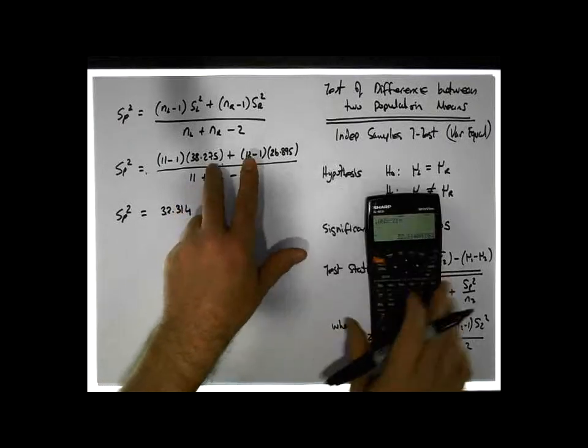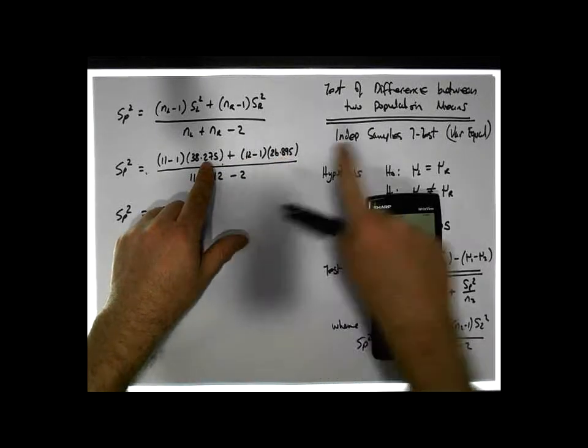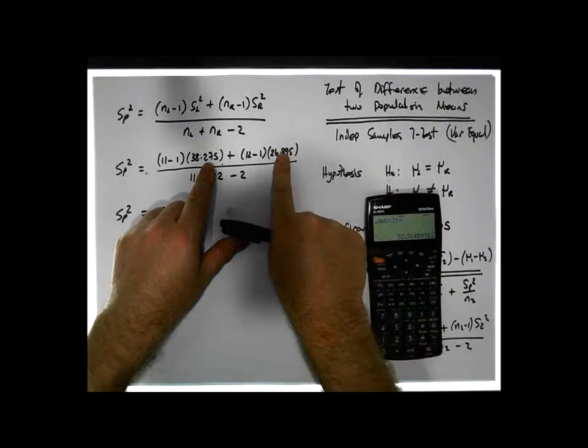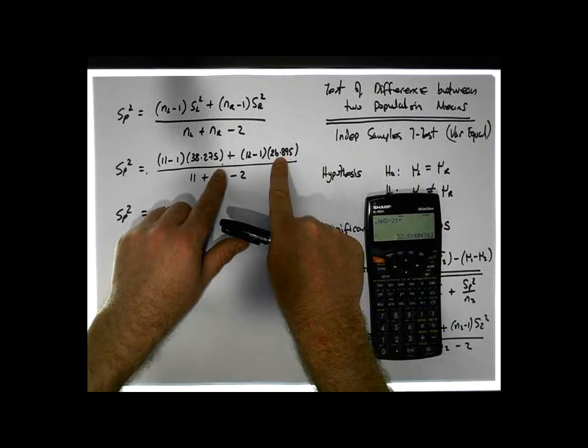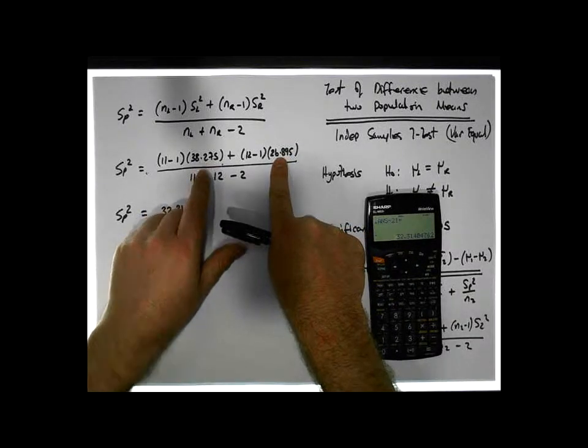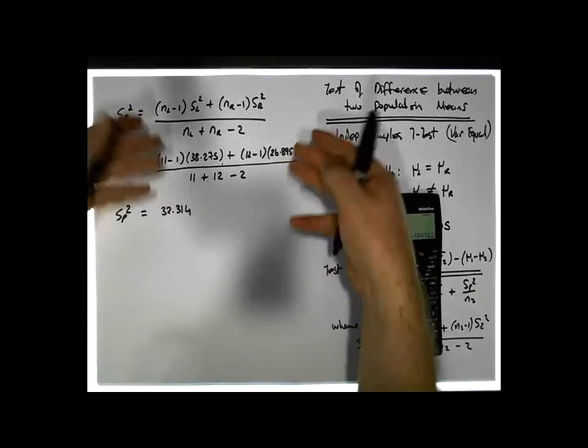We had two different measures of variance. We were assuming that the variances are equal, but we had two estimates: we had 26.89 and we had 38.275. This is now a better measure because it pools them all together.